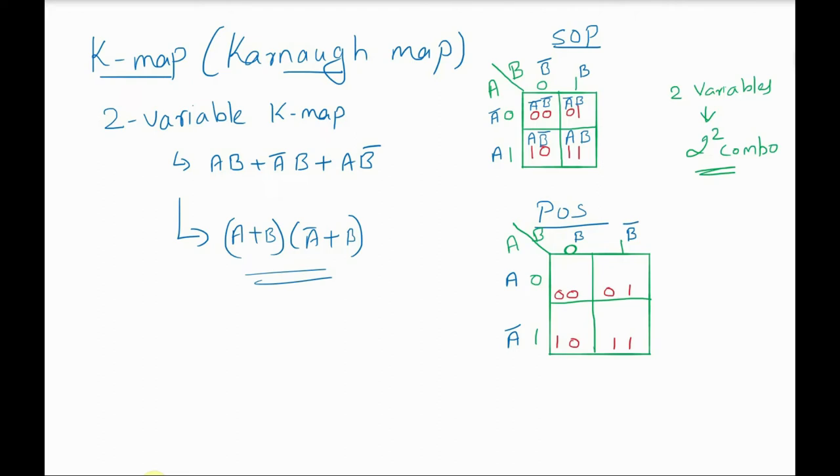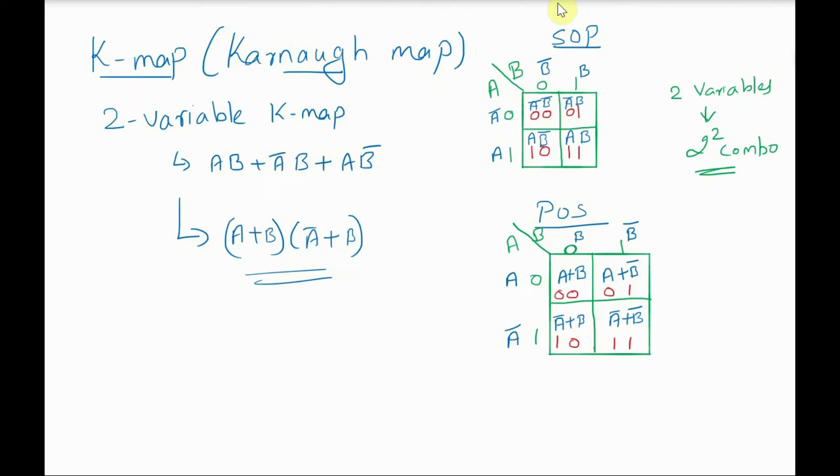Now we will write the cell value in terms of variables. First cell value is 00. In terms of variables, the row value is A and the column value is B. But we have to write it here as A plus B, not A dot B. Thus, in POS expression, each cell value is a sum term, a product of sums. In the earlier case, each cell value is a product term. The next cell is A plus B bar, this is A bar plus B, and finally A bar plus B bar. And this is the outline of the two variable K map.